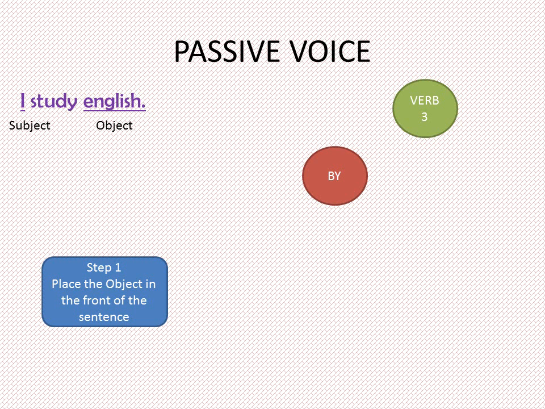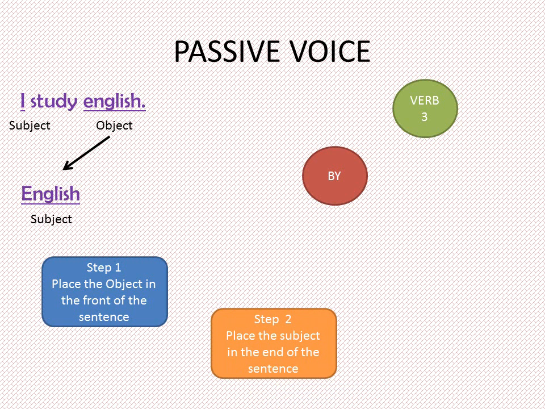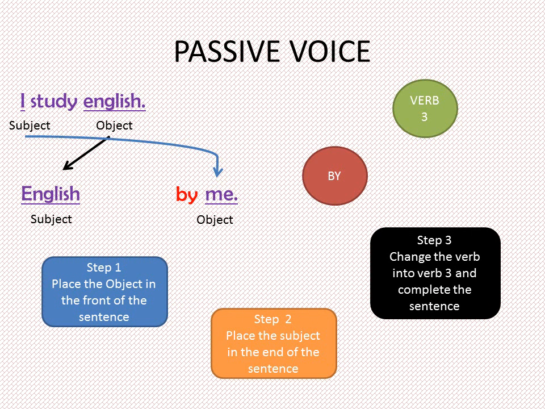The first step is to place the object in the front of the passive sentence. In other words, the object becomes the subject. Second, place the word by and the subject at the end of the passive sentence. So, the subject of the active voice becomes the object of the passive voice.